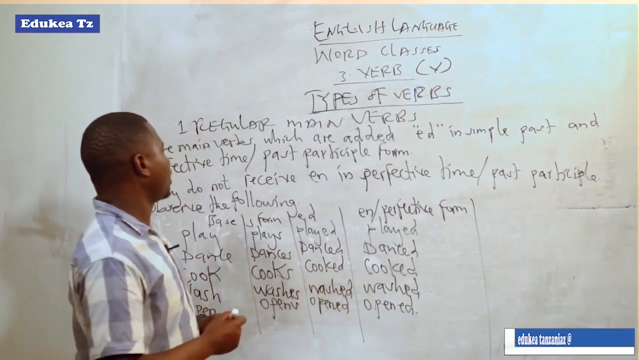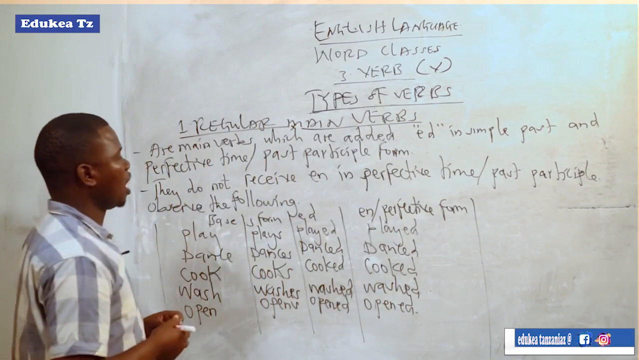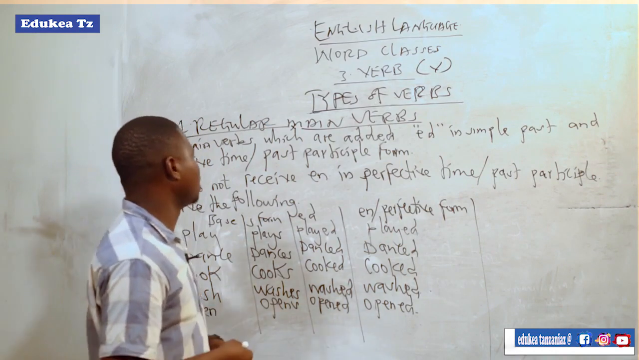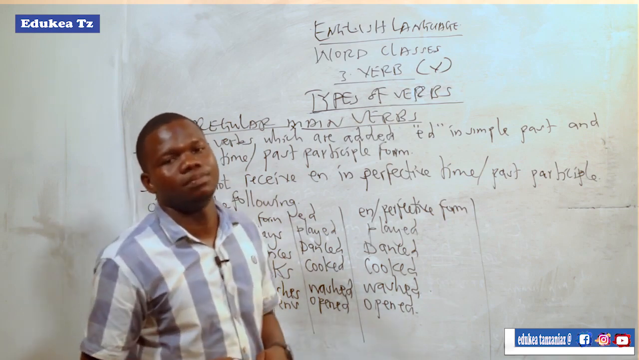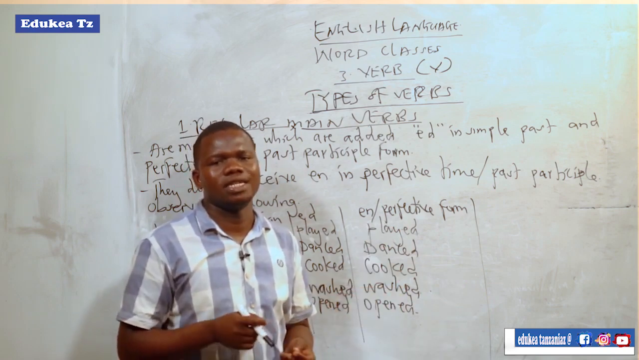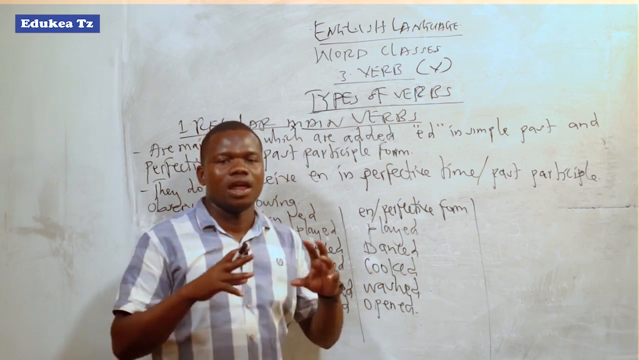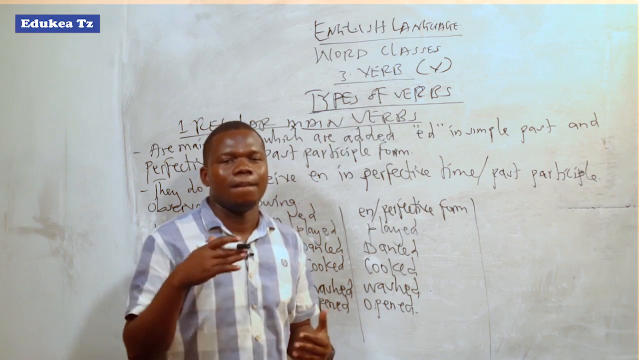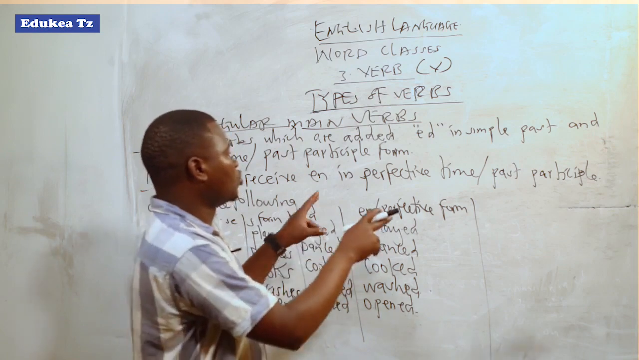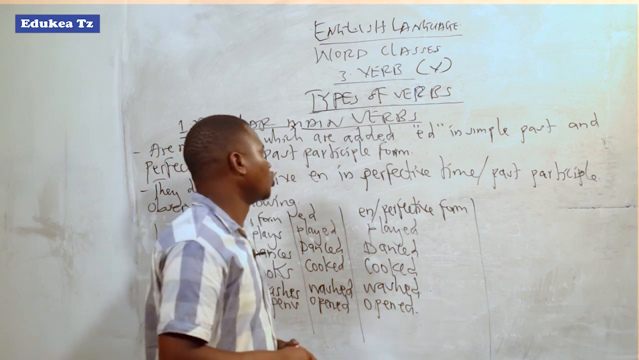So in regular main verbs, these are main verbs which receive ed in the simple past and in the perfective time, or past participle form. So in those main verbs, they are added ed in the simple past, and others say in the perfective time or past participle form. In these two circumstances, they receive ed. So those verbs are called regular main verbs.